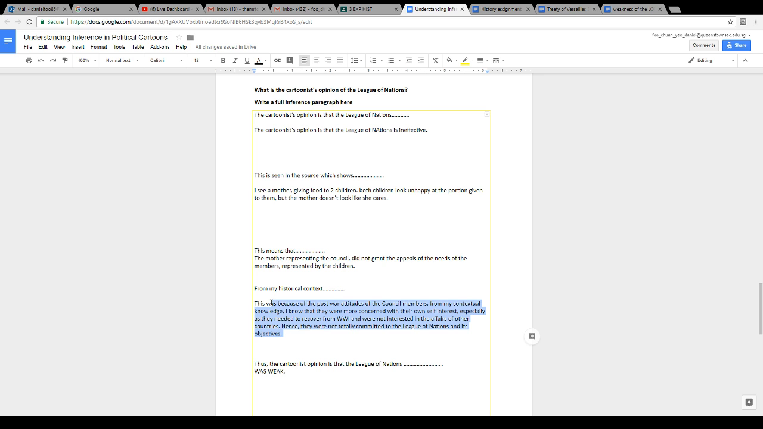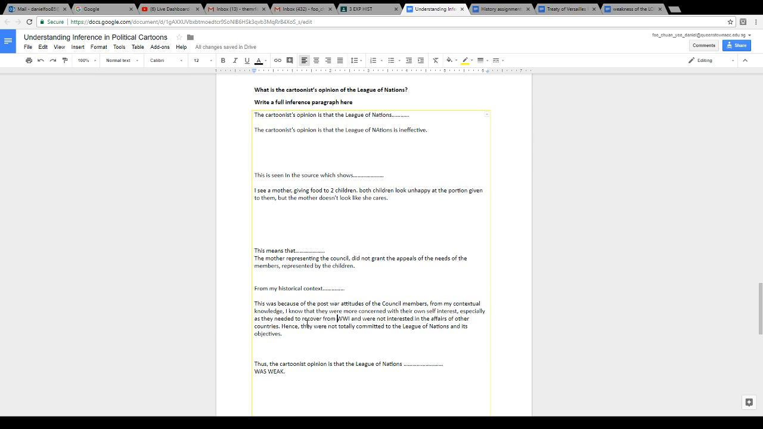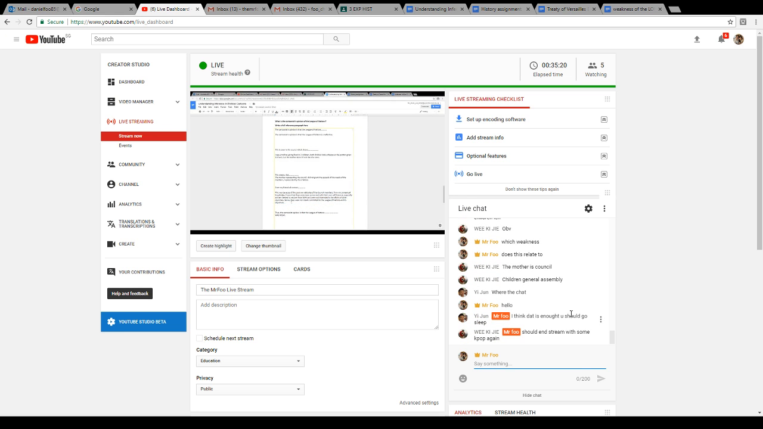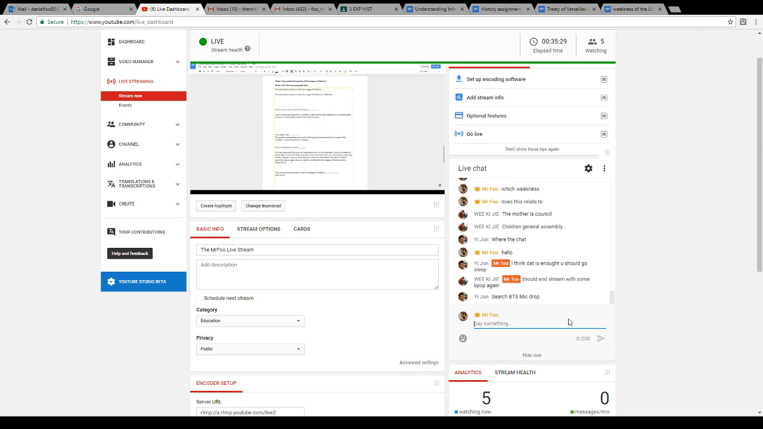So from my historical context, I put in one part of the knowledge that I know that relates to this picture, which is the post-war attitudes, that they didn't care about the needs of other nations because they were more concerned about recovery from World War I. Hence, the opinion is that the league is ineffective, is weak, it can't carry out the needs or desires of other nations who have joined the league for the whole purpose of wanting to have their needs met by a world governing body. Okay, so I think I will stop here.